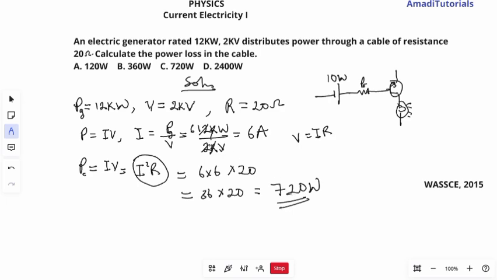So the power dissipation in the cable, or the power loss to the cable, is 720 watts. So what will be the power that will be received at the end of the cable, assuming that there is another device at the end of the cable? That will be the total power generation minus the power loss from the cable. That will give you what the other end of the cable is receiving. So the answer to this question is C.